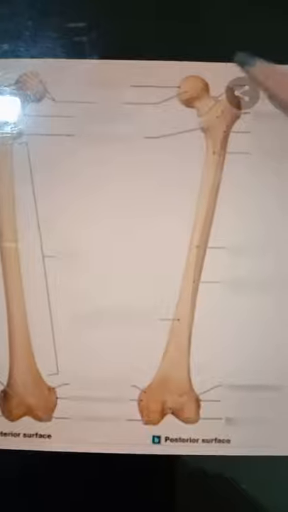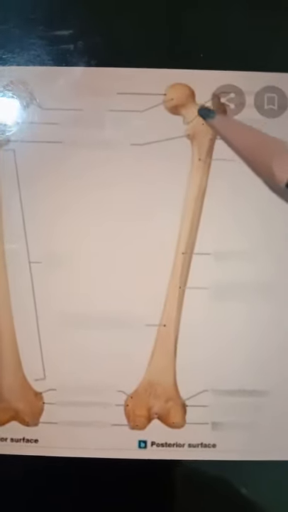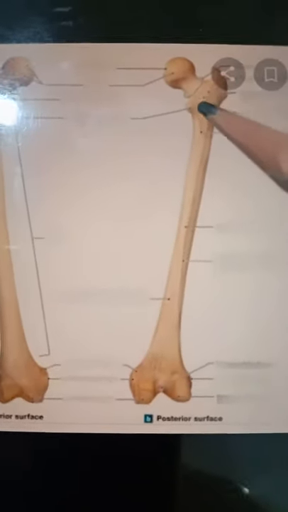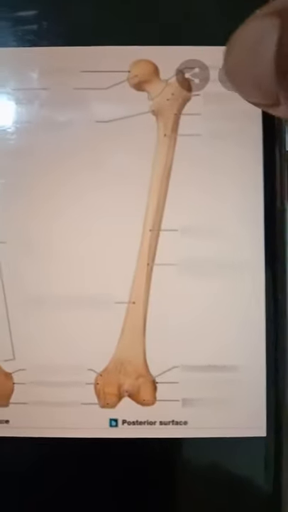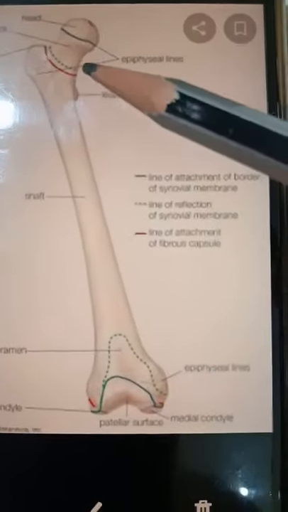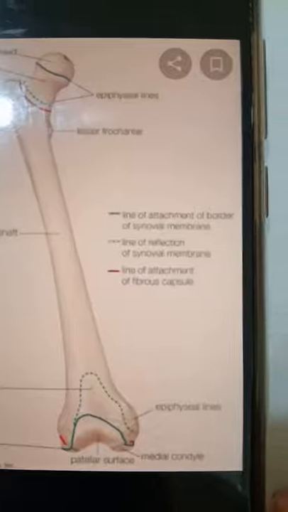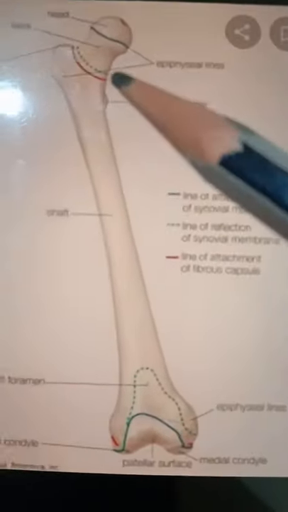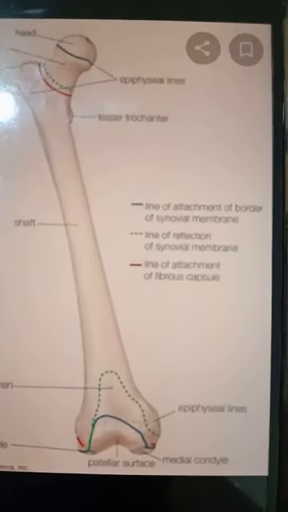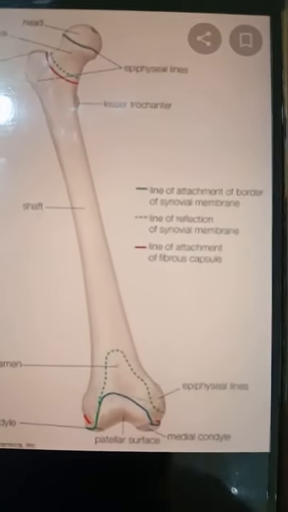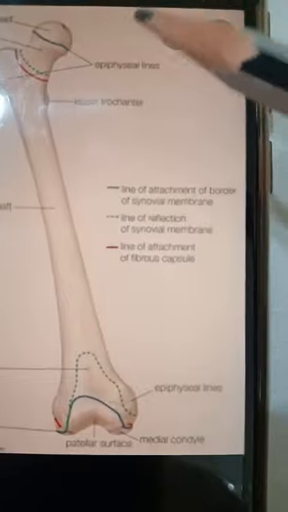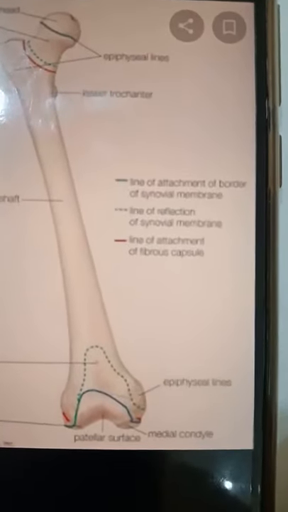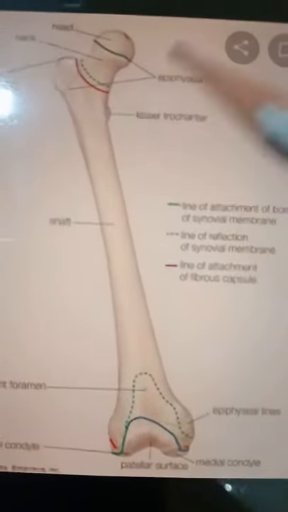Then this neck makes an angle with the shaft of 125 degrees in the adult. So here this angle is 125 degrees, and it is less in females, and that occurs due to the wide pelvis in the female. Then the trochanter shaft angle is about 8 degrees in the adult.